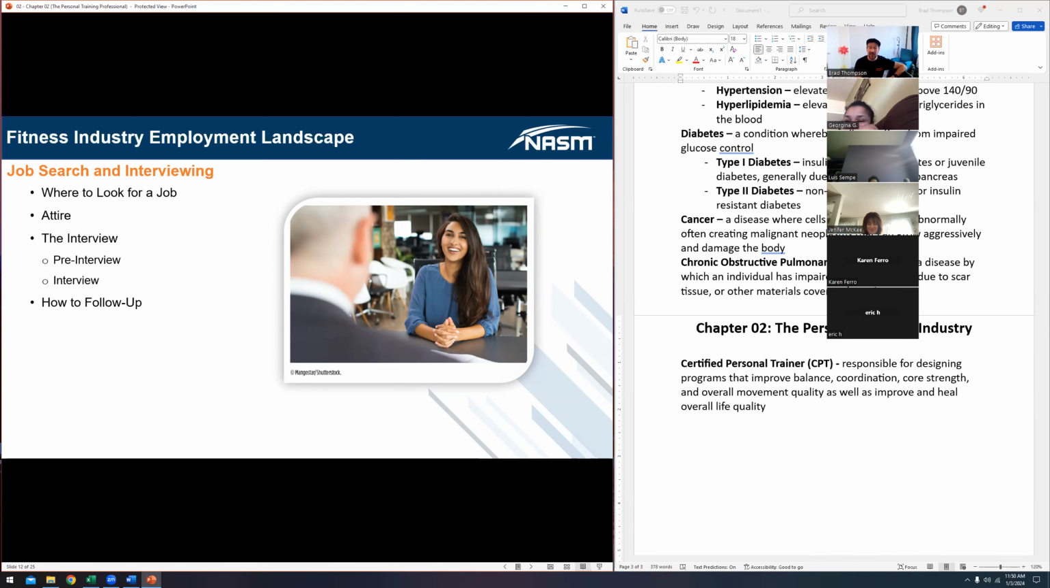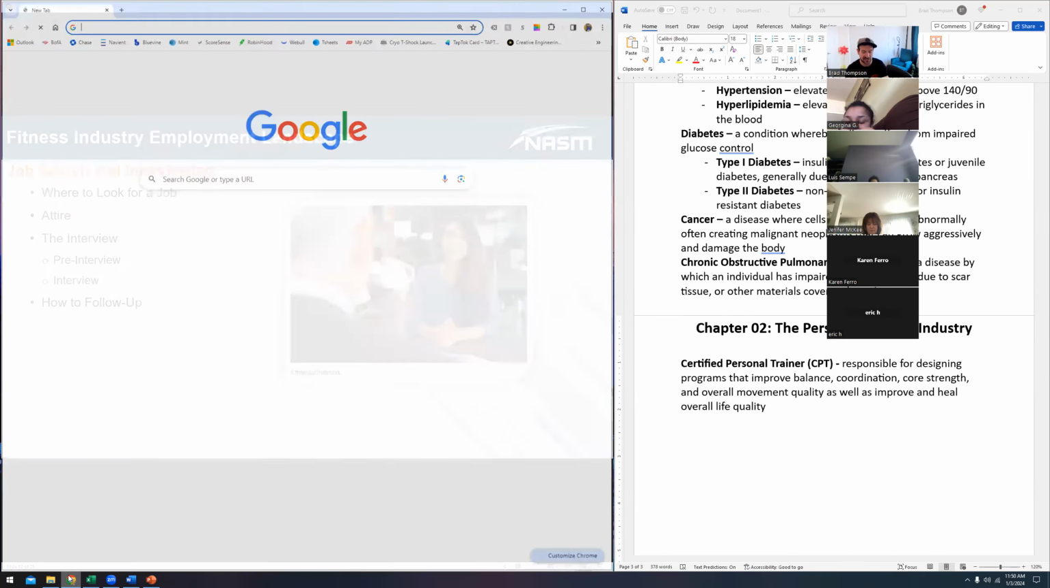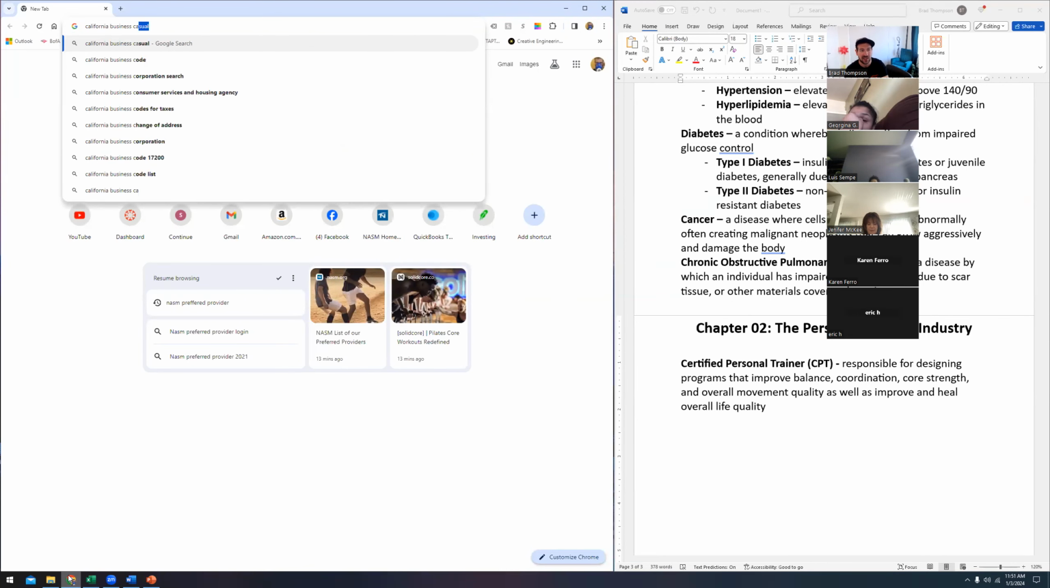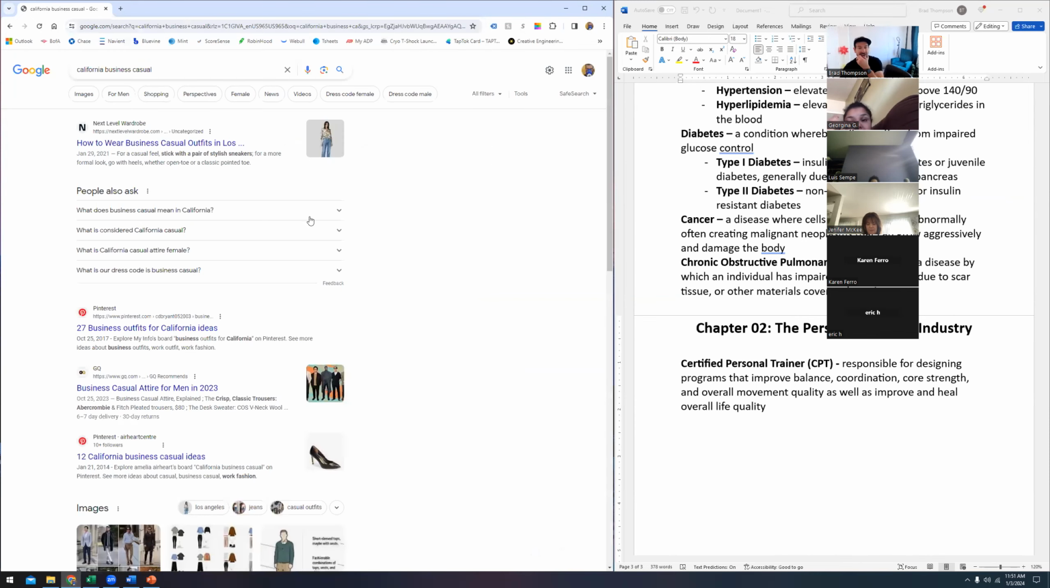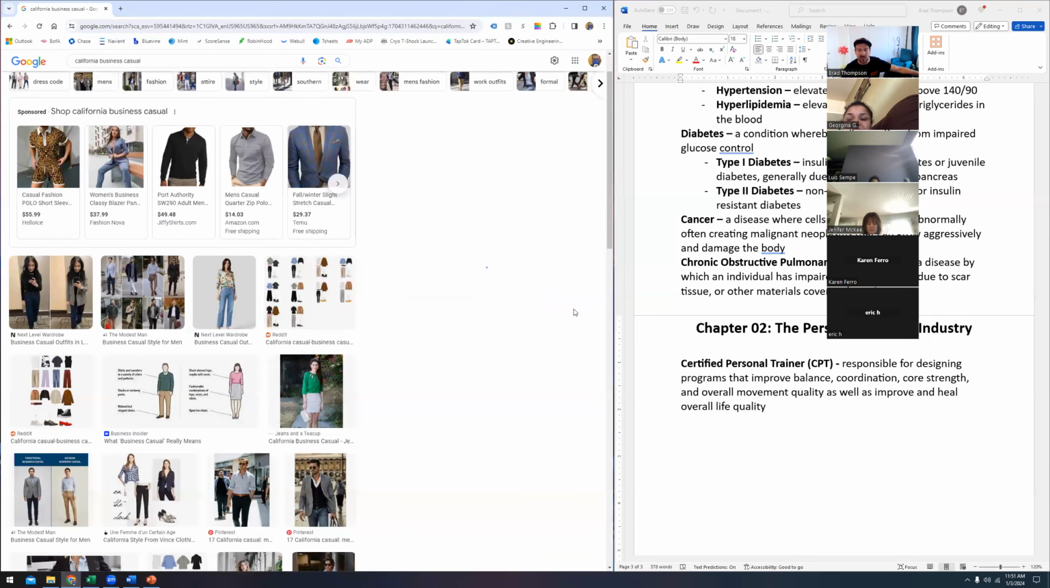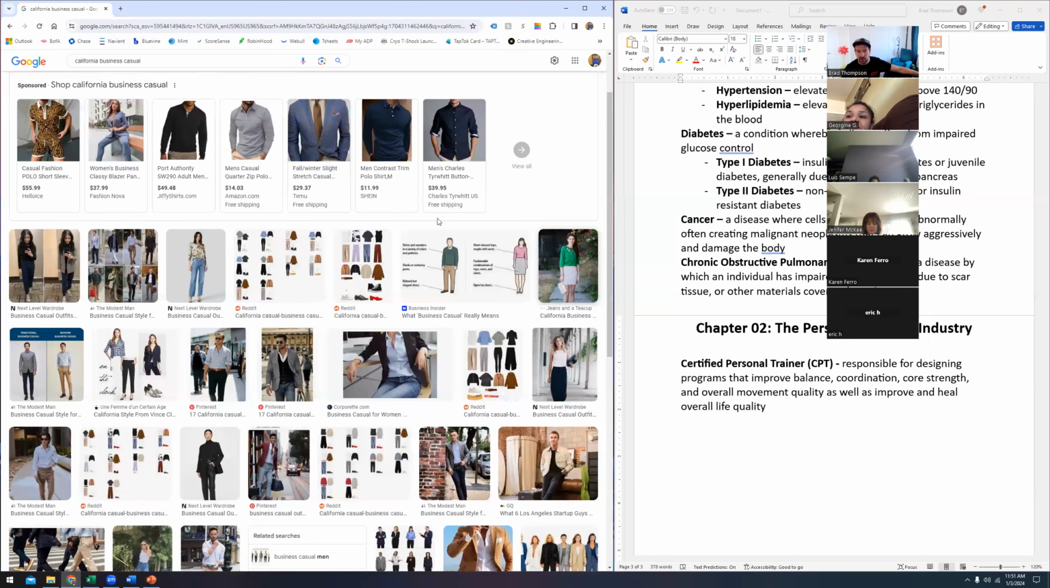So yeah, that is what to wear. Guys, it's really easy. Business casual. And by the way, you can look up California business casual. You will often find a lot of meme examples of this when you look that up, but there will also be some real ones out there as well. And you can see here, simple, doesn't have to be crazy.